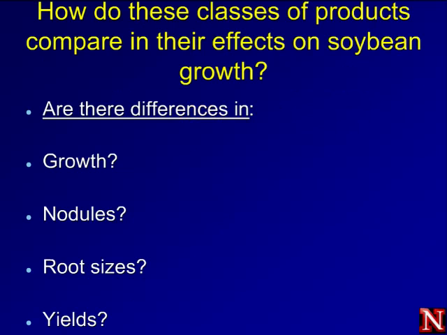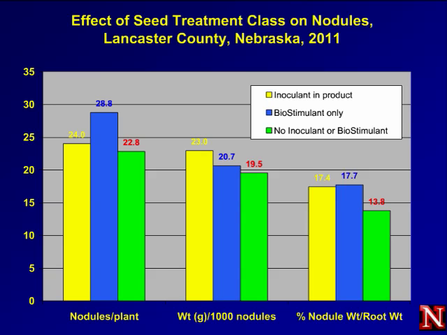Some of you may be wondering just how an inoculant compares with a biostimulant in their effects upon soybean growth. Are there differences in growth, the nodules that are produced, the root sizes, yields? As a soybean producer, these are very important things to have answered, especially the very last one, which is yield. In a 2011 trial held here in Lancaster County, Nebraska, we had a number of products that we put into classes. These classes were products that had an inoculant in them, products that had biostimulants only, or did not have an inoculant or a biostimulant in. This would be like the untreated check, things that just had a fungicide in them.